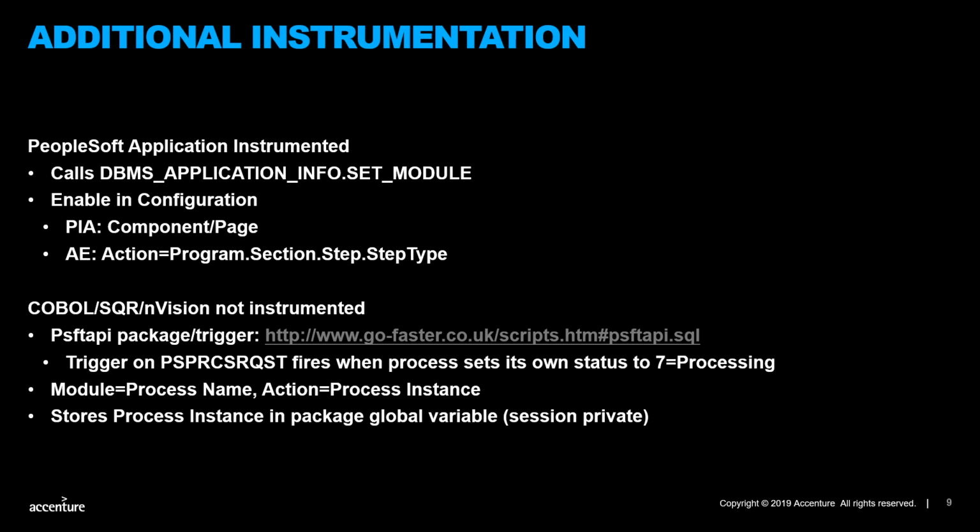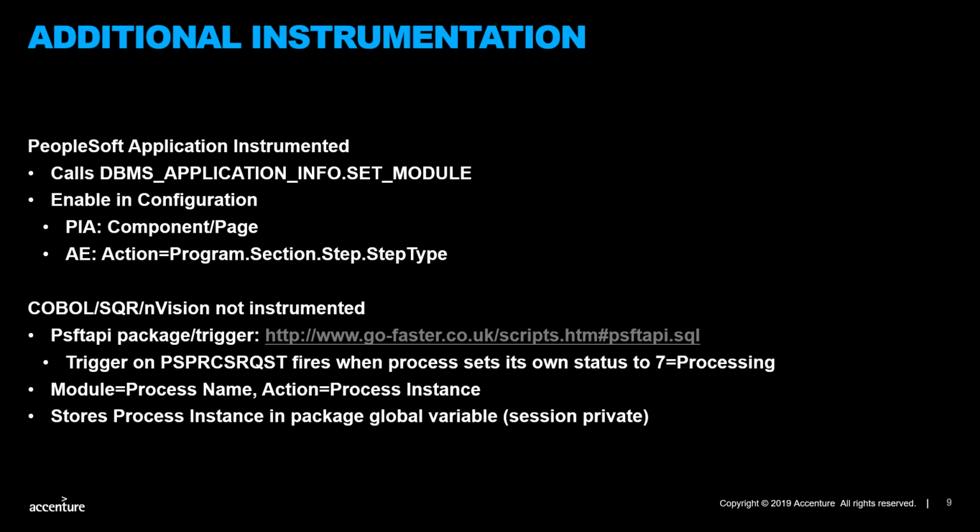Batch processes in PeopleSoft are initiated by the process scheduler. It's a bit like the concurrent manager in eBusiness Suite or the job scheduler in the database itself. And the first thing a PeopleSoft process does when it gets started is it updates the status on the process request record to say, I'm processing. It sets the status to 7.